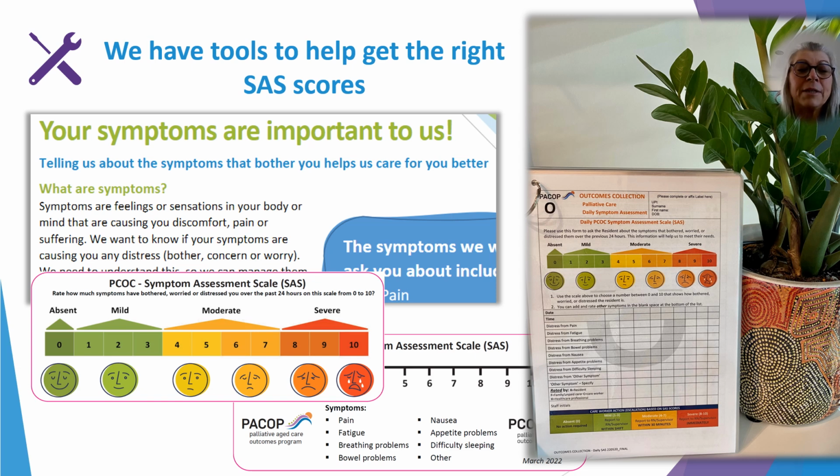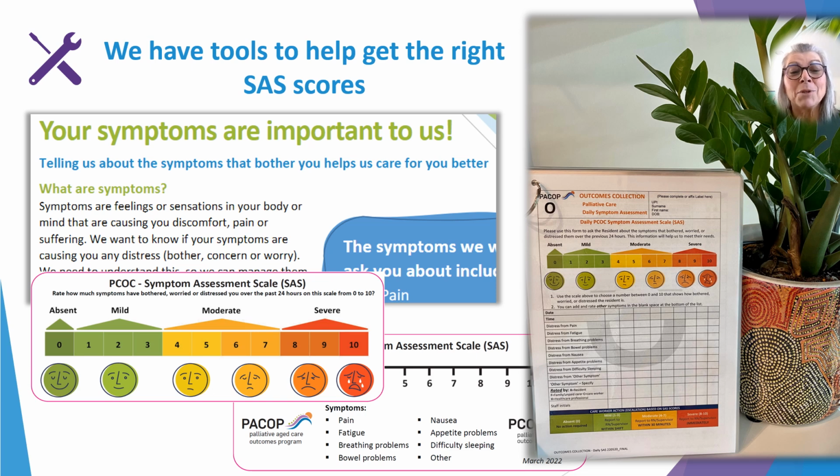PACOP has developed a range of excellent tools to help you get the right SAS scores with your residents. One of the first ones is the SAS ruler. It comes in a small and a large size, and it's a great visual aid to help residents tell you about their distress from a range of symptoms. It has a numerical scale for them to rate their symptom distress, and it also has a visual aid of the colours and the faces. It's a great tool for residents where English is not their first language, or where speech might be an issue as well.